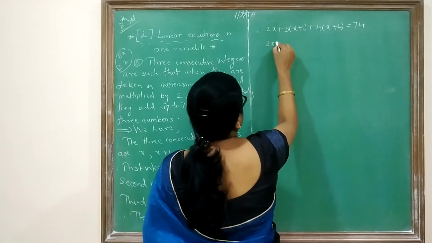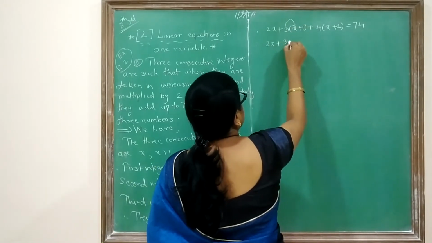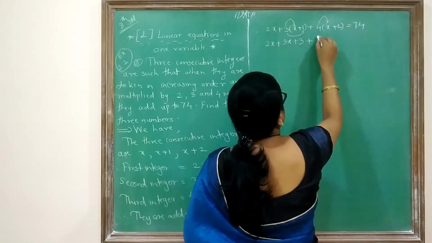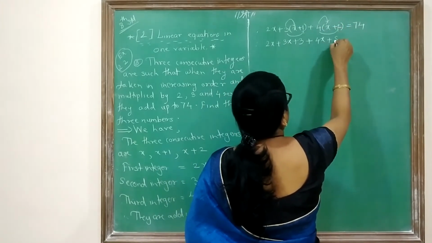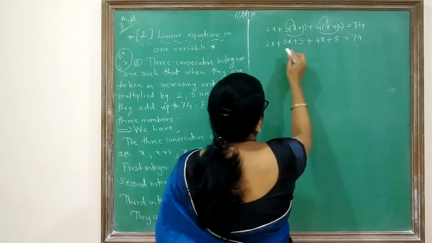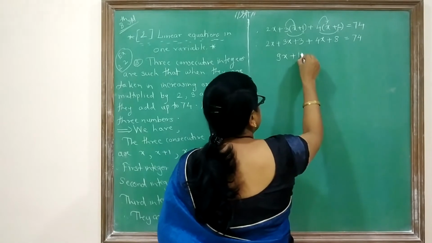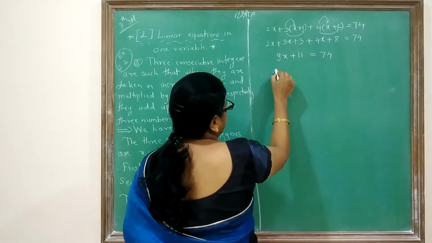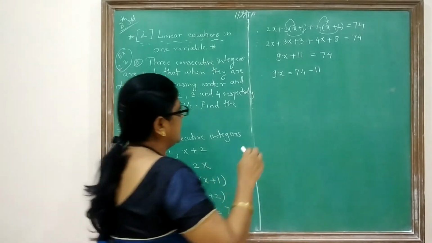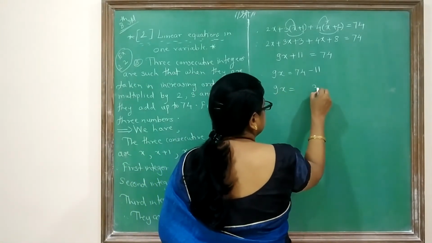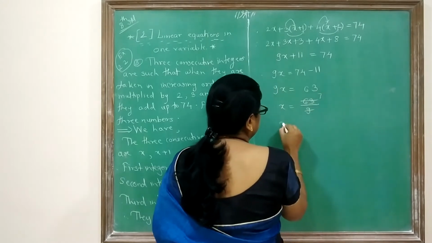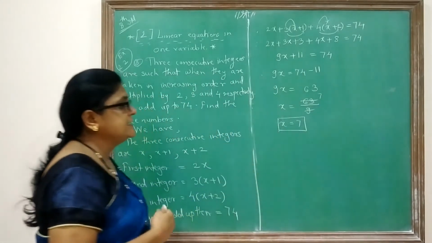Then your next step: 2x is same. Then this 3 multiplied by x is 3x, plus this 3 multiplied by 1 is 3, plus this 4 multiplied by x is 4x, and this 4 multiplied by 2 is plus 8. Means 4 2s are 8. Equal to 74. Then 2x plus 3x is 5x, 5x plus 4x is 9x, plus 3 plus 8 is 11, equal to 74. Therefore 9x equal to 74 minus 11, because this plus 11 is transferred to that side as minus 11. Then 9x equal to 63, then x equal to 63 divided by 9, 9 7s are 63, then x equal to 7.